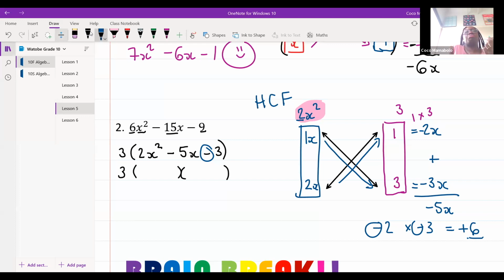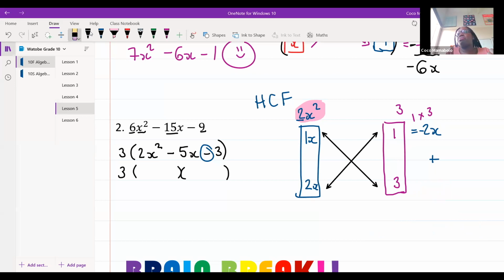So I need to think, okay, maybe where I put the 1 and where I put the 3 doesn't quite work. Let's see if we switch them around, if I will get the correct answer. So I'm going to put the 3 here instead, and I'm going to put the 1 over here. And then we're going to cross multiply. So 2x times 3 will give me 6x, and 1x times 1 will give me 1x. Is there still a way that I can get to -5x?